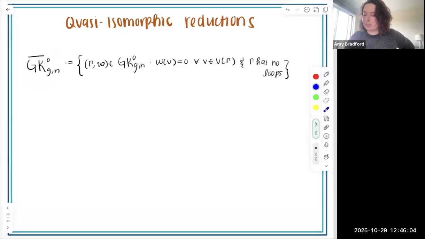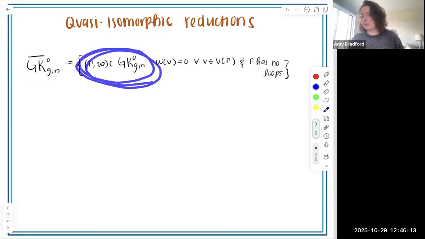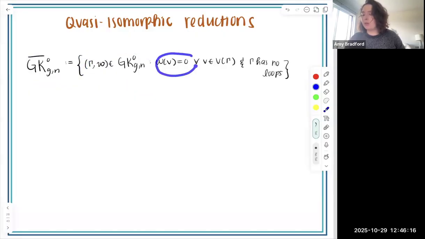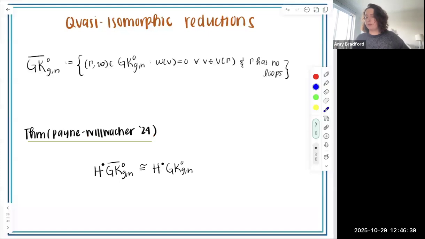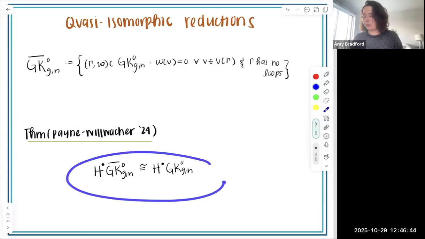So what I'm going to define is this GK0 bar. We're going to pick out these decorated oriented graphs, but we're going to make sure that the weight on each vertex is 0, so I can't have positive genus vertices. And I'm also going to make sure that my graphs don't have any loops. So that's just some sub-vector space of this vector space formed of these graphs. We're eliminating positive genus vertices, and we're eliminating loops. And this theorem from Sam Payne and Thomas Willwacher tells us that the cohomologies match.